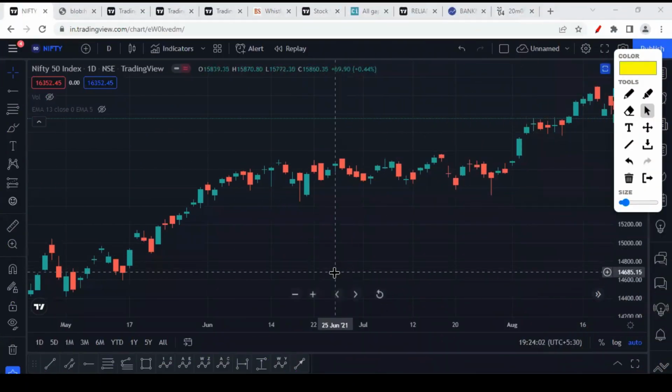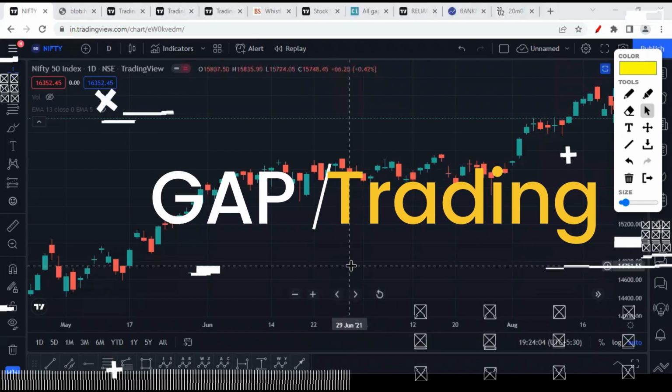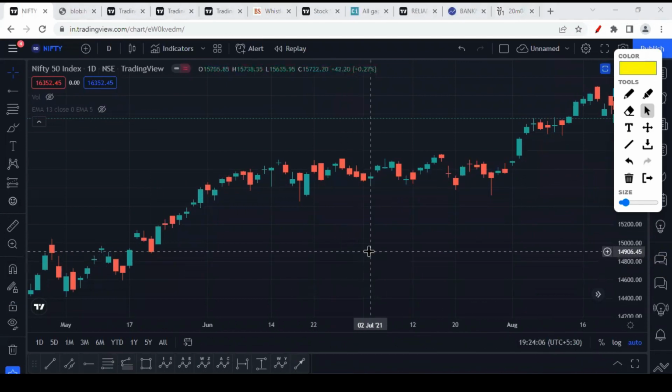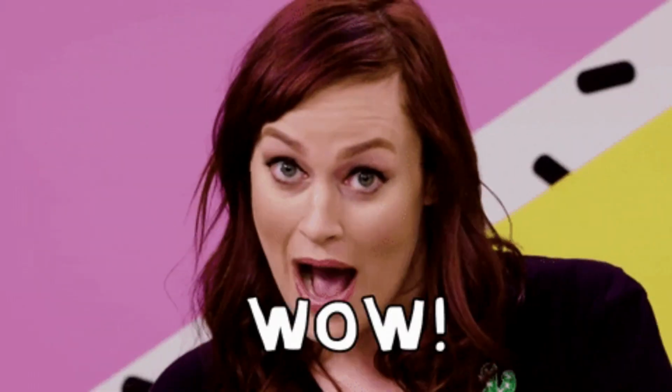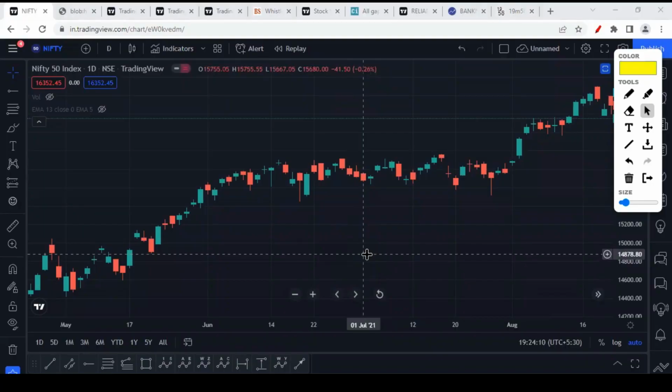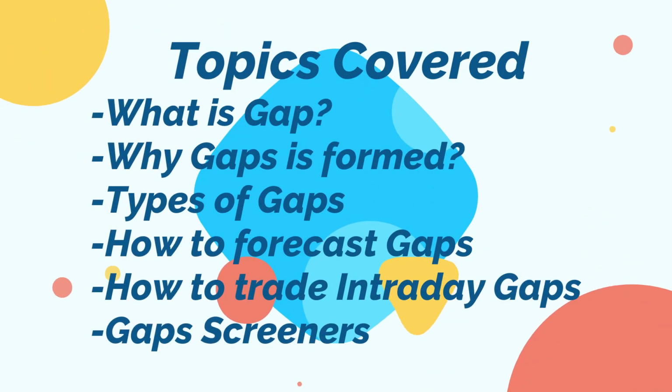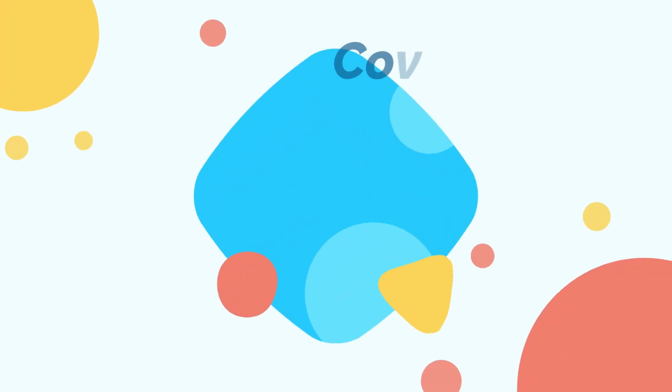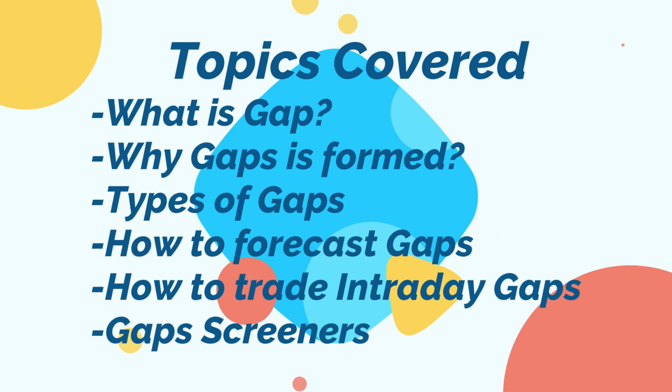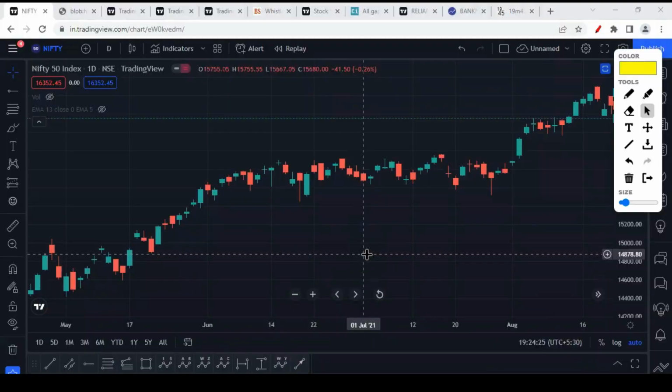Today we have an interesting topic related to gap trading. We'll discuss everything about gaps, how to trade them, how not to trade them. That's an important point. And then we'll check different strategies that we can adopt to trade the gaps, be that swing trading or intraday trading. And yeah, different types of gaps. We'll check the screeners, how to search the gaps, gap up stocks, etc. These details we'll check in the next 15 to 20 minutes.